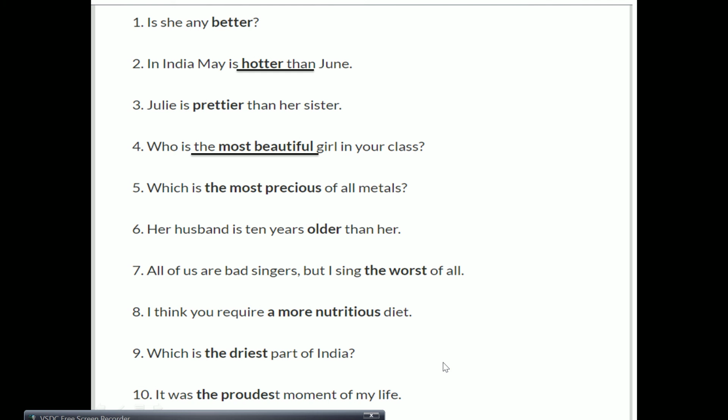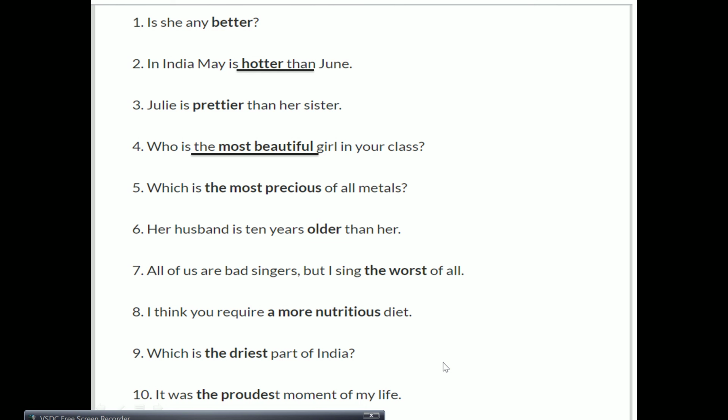It is a comparative sentence. All of us are bad singers, but I am the worst of all. Okay, so this is a mix of both. All of us are bad singers is information, so it is a positive degree. And the last part is, but I sing the worst of all. So this is the superlative, being worst, the worst. So the first part is positive degree and the last part is superlative degree.